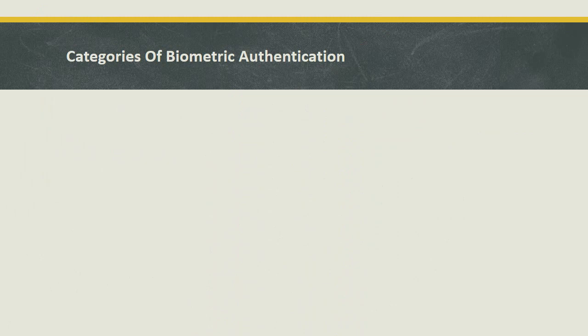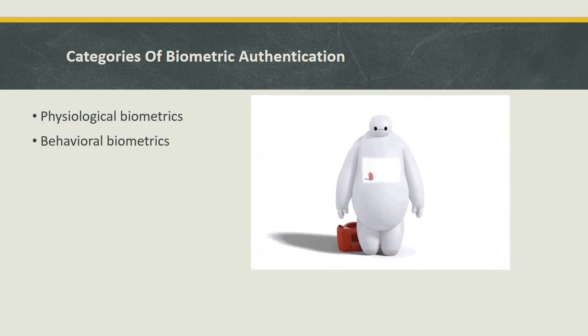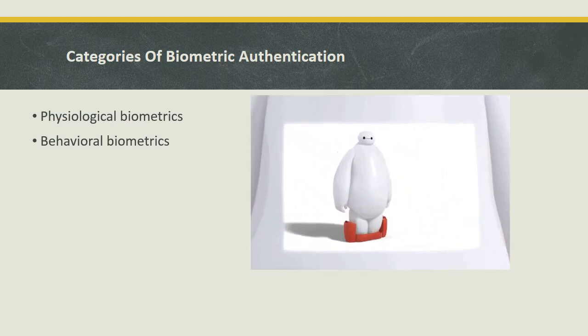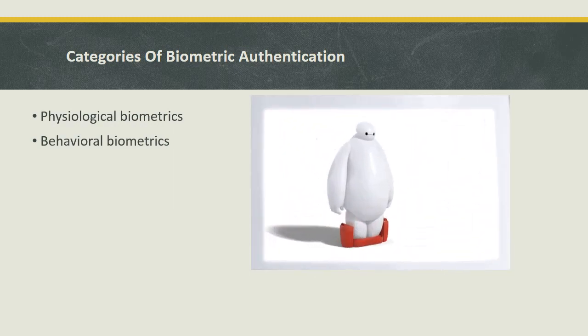Biometric identifiers are often categorized as physiological versus behavioral. Physiological biometrics are based on a physical trait of an individual and are related to the shape of the body. Let's take a look at some examples.